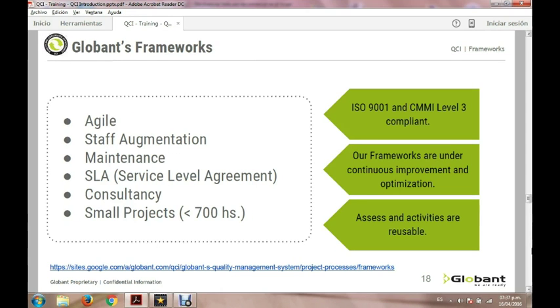Finally, Globant provides consultancy to many companies on specific aspects that can range from a proof of concept for a technology to a product prototype. For projects that are short, less than 700 hours, there is a framework known as small projects. This applies to any project regardless of its other features, except consulting. Because of their size, the risks are lower and therefore the practices required can be minimized.